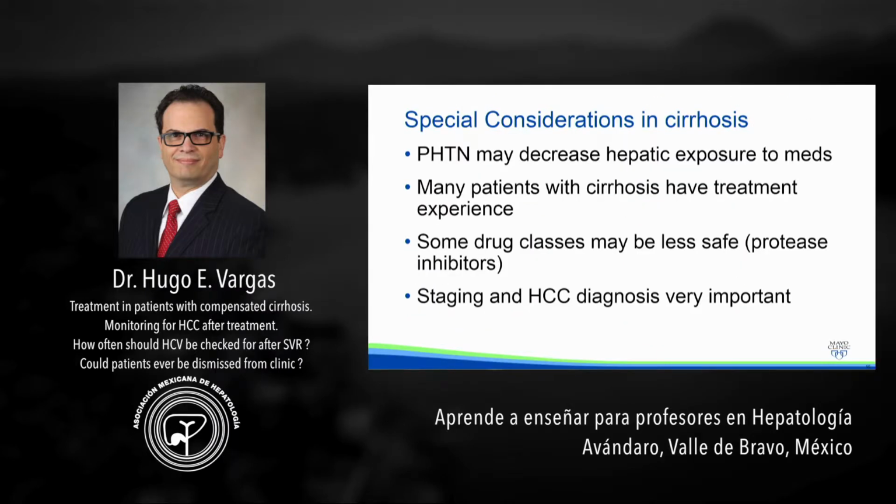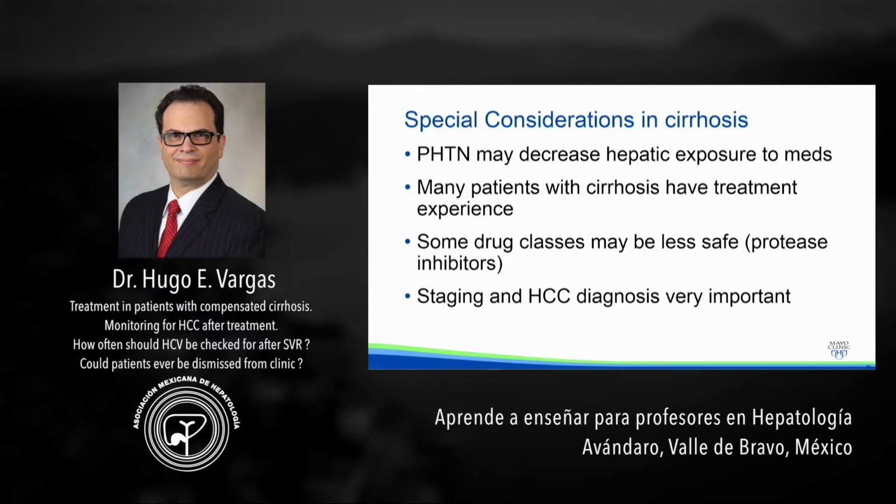So in cirrhosis, I was asked to comment on what I would do with a patient who had stable cirrhosis. Portal hypertension is understood to perhaps decrease exposure to meds. Many patients with cirrhosis have been experienced patients, and so they may have potential resistance in their midst. And some drug classes, particularly the protease inhibitors, are less safe in the cirrhotic population. So I think that those things need to be taken into consideration when you decide what you're going to use or for how long you treat.